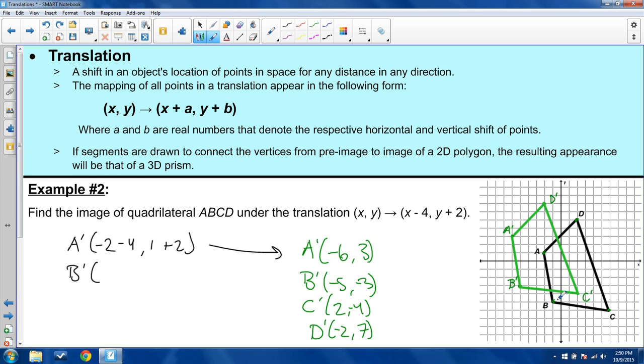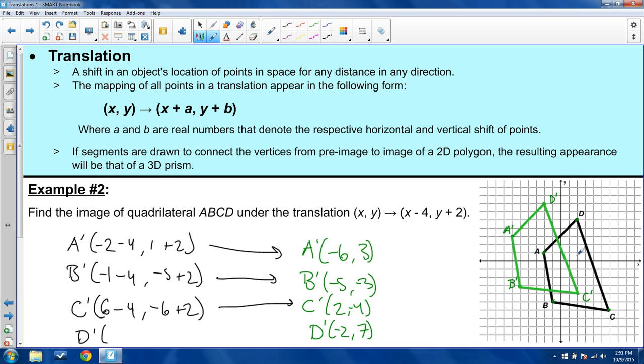B prime started at negative 1, negative 5. And then I take away 4 and I add 2. And that gives me the point. Negative 1 minus 4 is negative 5, negative 3, etc. So C prime here. So basically what I'm doing is I'm taking the original locations of these points, then I'm applying that rule to each of them, and then I'm getting my final image.